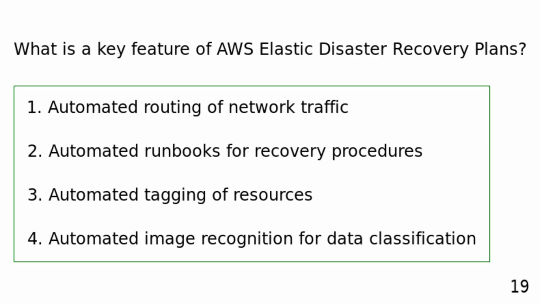What is a key feature of AWS Elastic Disaster Recovery plans? Automated routing of network traffic. Automated runbooks for recovery procedures. Automated tagging of resources. Automated image recognition for data classification.